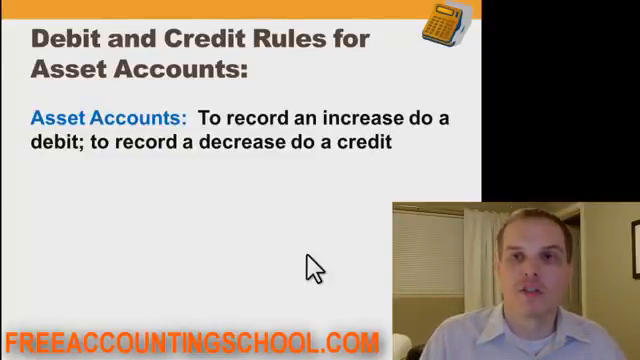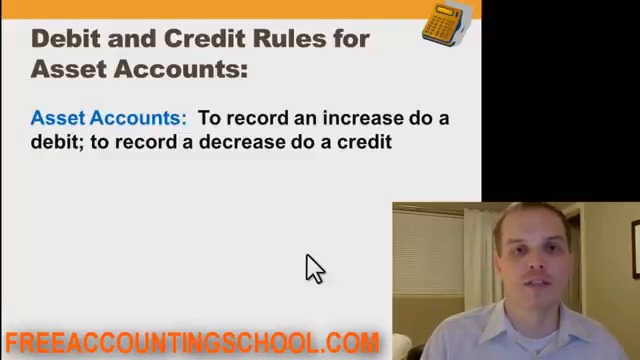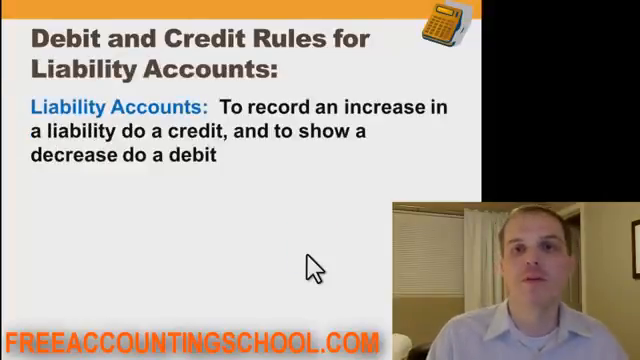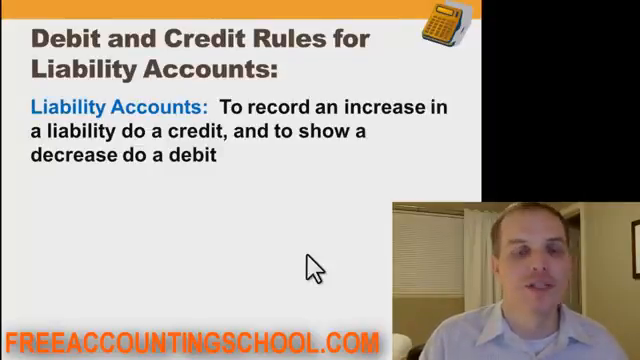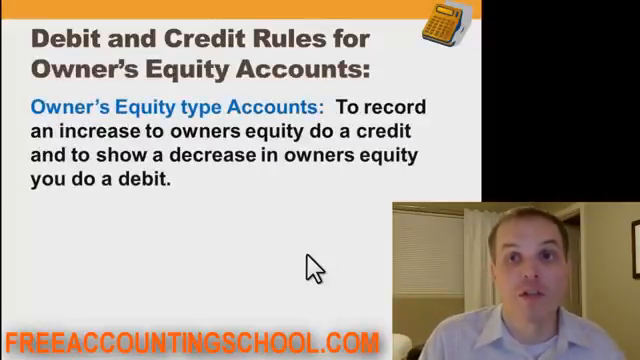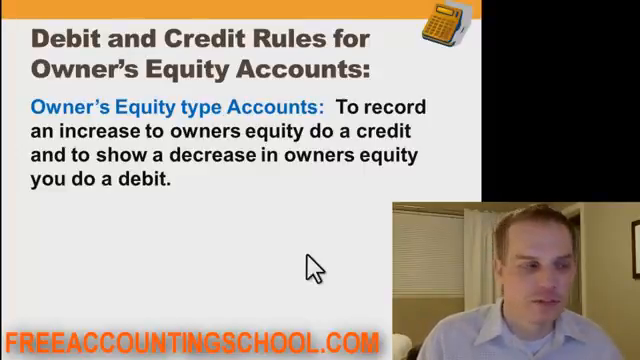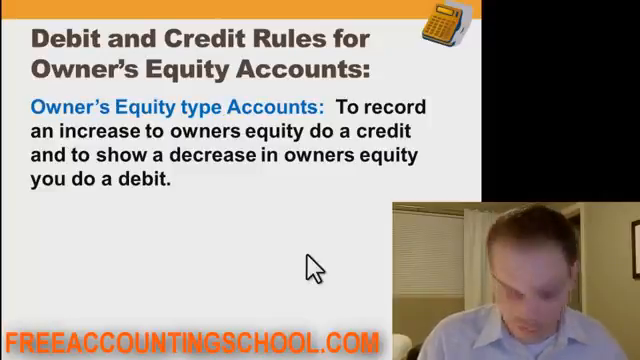For asset accounts, to record an increase, you do a debit. And to record a decrease, you do a credit. You saw examples of that already. For liability accounts, to record an increase in a liability, you do a credit, and to show a decrease, you do a debit. For owner's equity accounts, to record an increase to owner's equity, you do a credit, and to show a decrease in owner's equity, you do a debit. So remember, a debit to owner's equity is a downer for the owners. Just a cool little mnemonic device I made up.